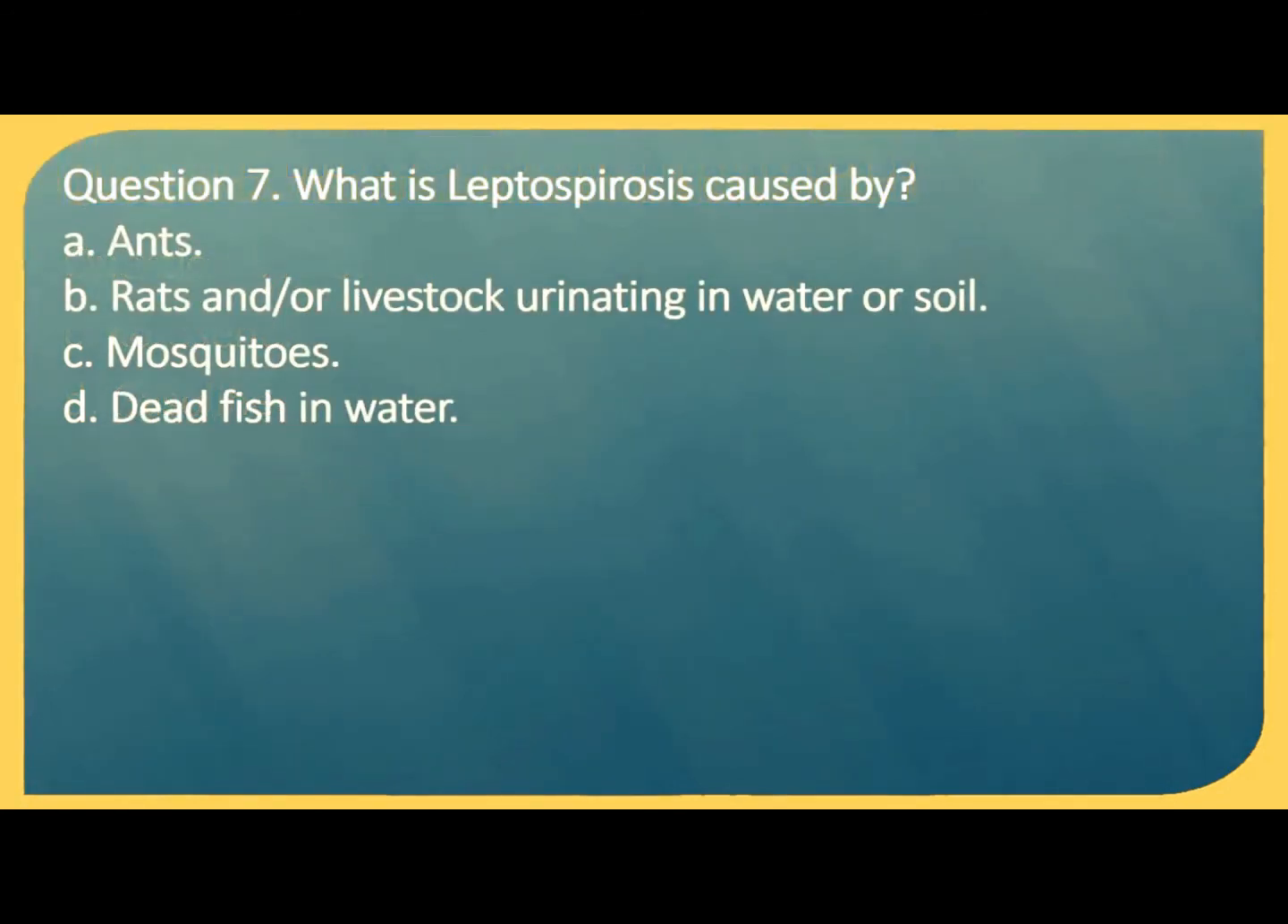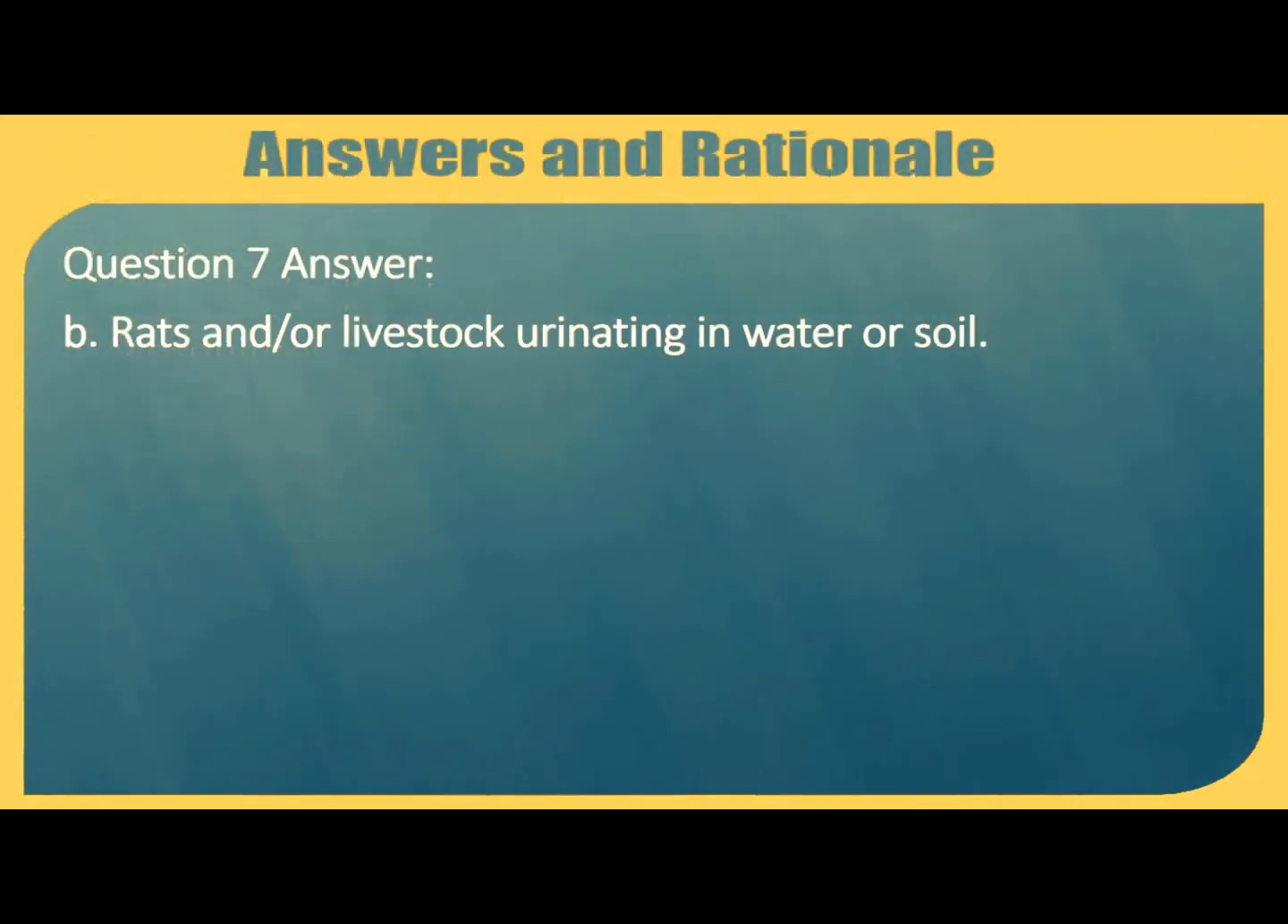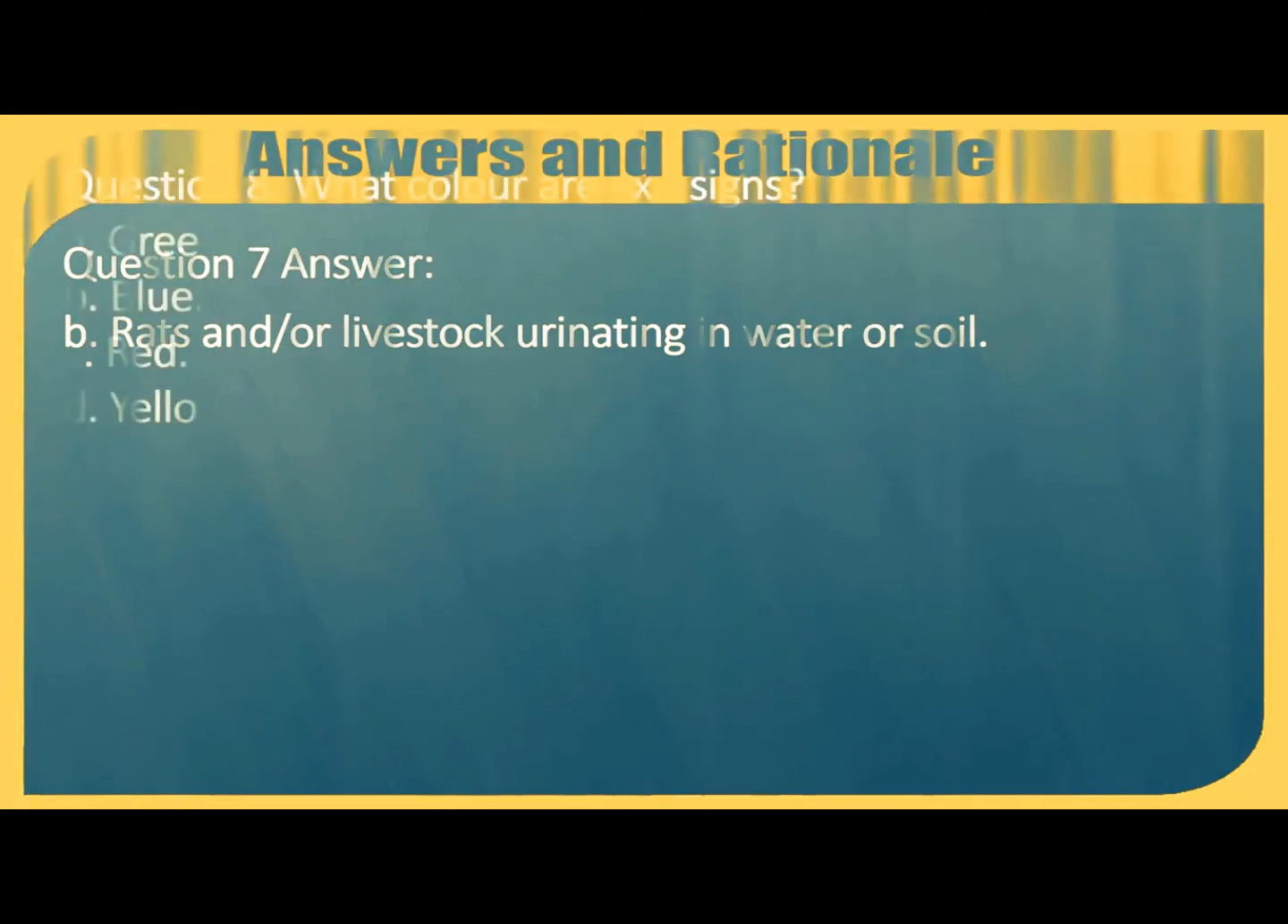Question 7. What is leptospirosis caused by? A. Ants. B. Rats and/or livestock urinating in water or soil. C. Mosquitoes. D. Dead fish in water. Question 7. Answer: B. Rats and/or livestock urinating in water or soil.